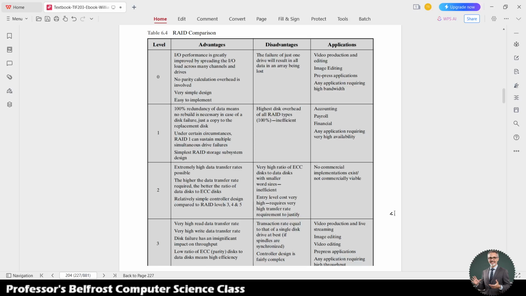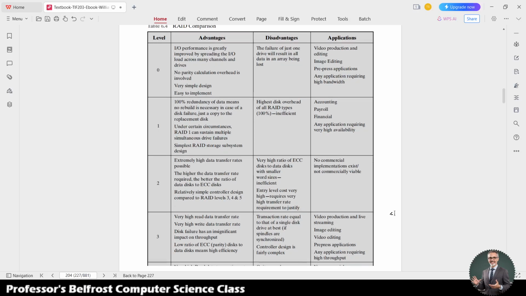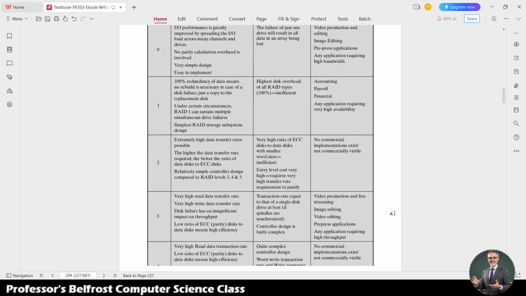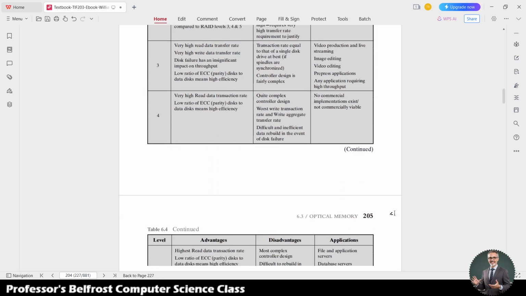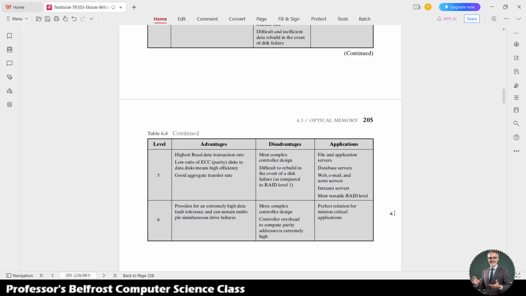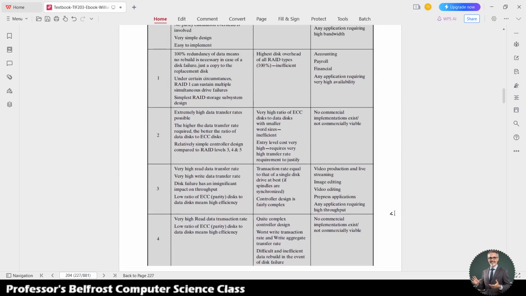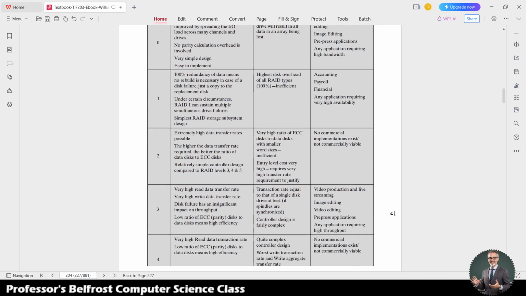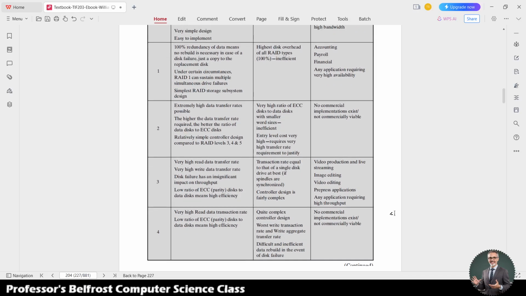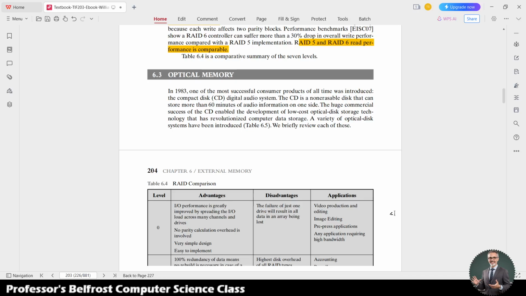Okay, we have 0, 1, 2, 3, 4, 5, 6. Actually, there are more because in some textbooks it will show you the combination of like 0 and 1, 1 and 0, 5 and 6 together. But maybe in this book there is no explanation like that. Okay, just keep it aside, because maybe I'll also create another video in the future specifically about RAID.